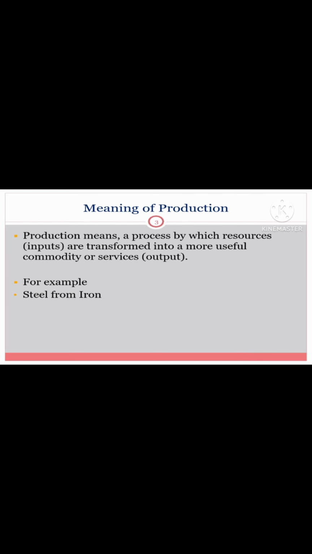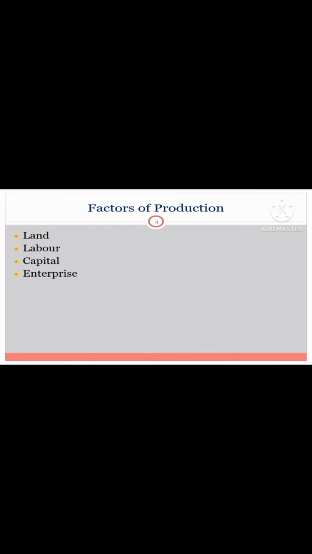And apart from the raw materials in the production process, land is also required, labor and money are also needed in order to start a business. So therefore, whatever is needed in the production process in order to produce is known as factors of production. So our next topic is factors of production, that is the factor inputs. And mainly there are 4 factors of production, that is land, labor, capital, and enterprise.